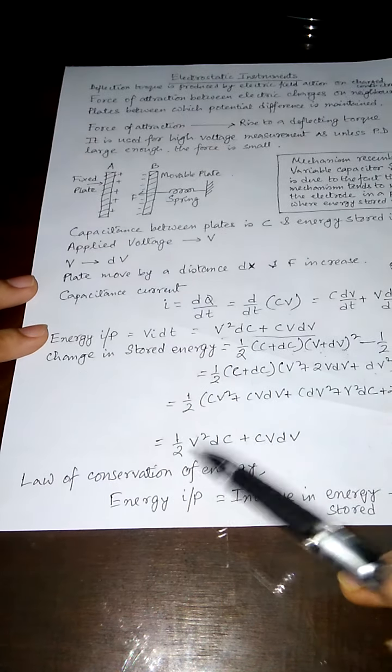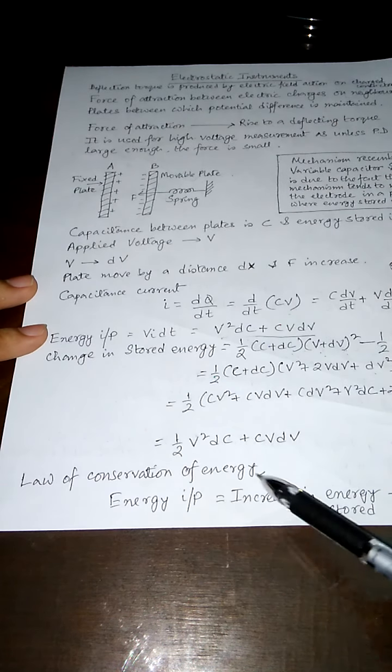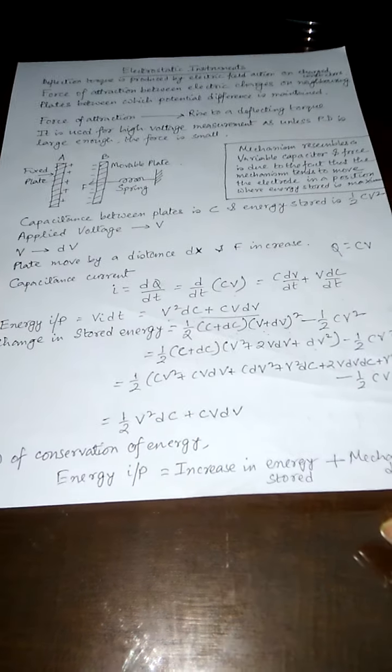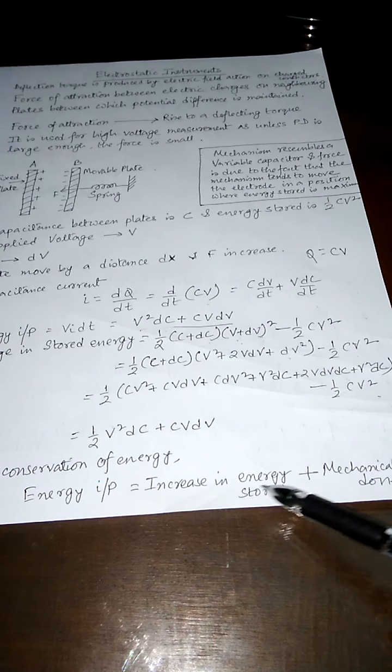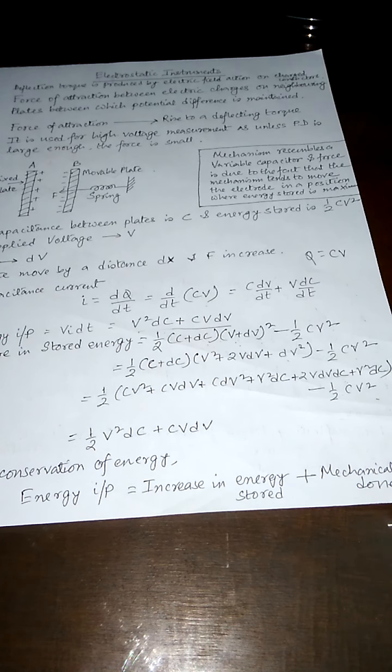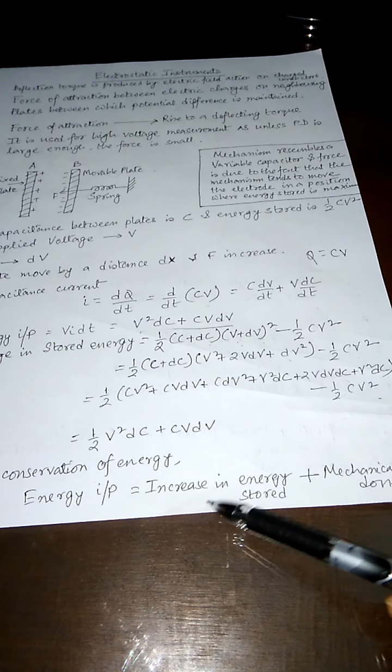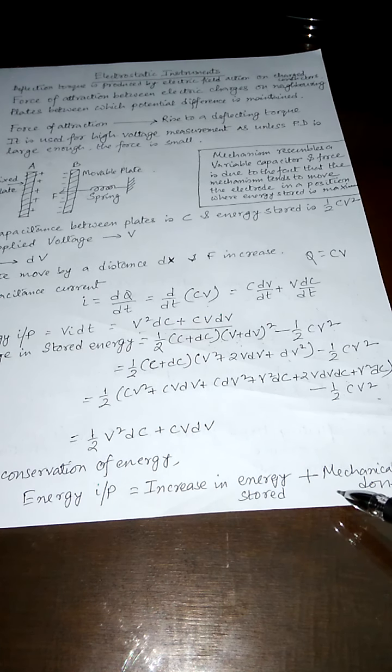Now from the law of conservation of energy, what happens? The energy input will be the increase in stored energy plus mechanical work, because as per the conservation of energy, the inputs and outputs will be equal. So the energy input equals the increase in energy stored plus the mechanical work done.